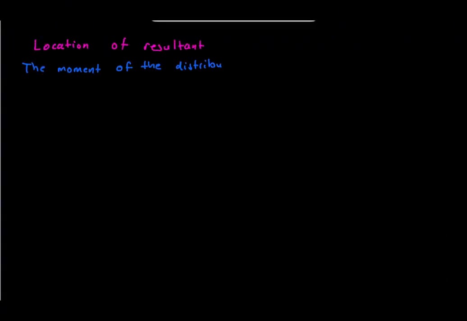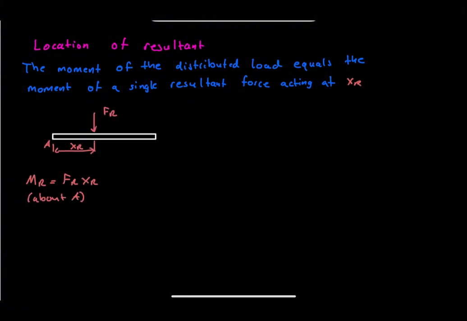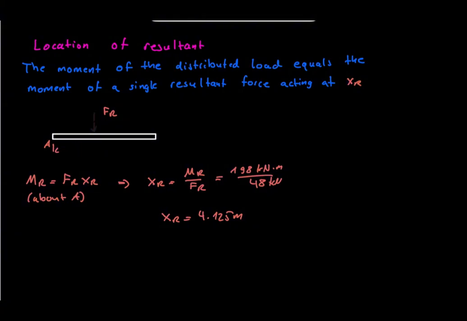Now we find the location. The total moment must equal the resultant force times its distance from the left end. Therefore, x_r = M_r / F_r. Substituting the values gives 198 divided by 48, which is approximately 4.13 meters.